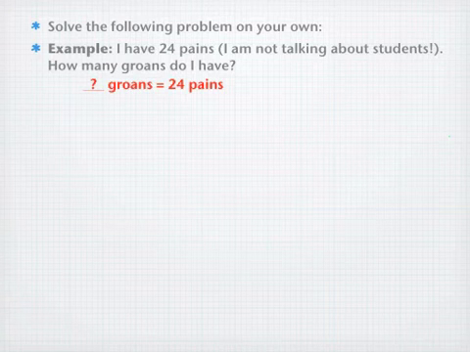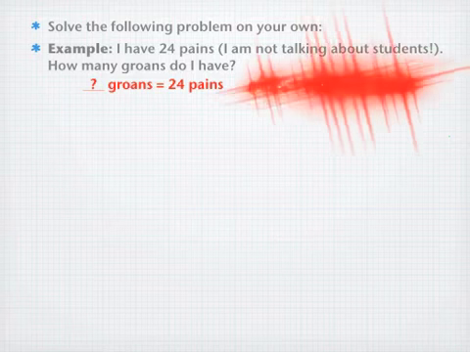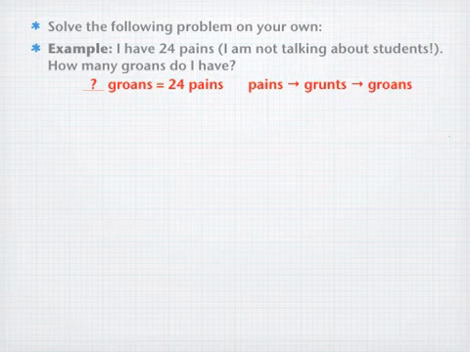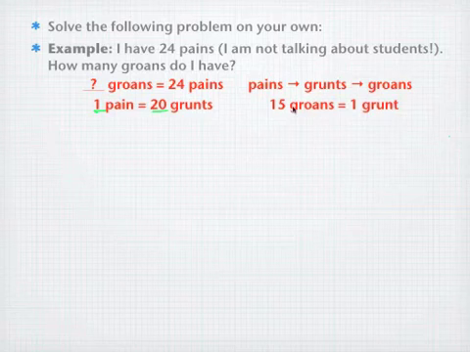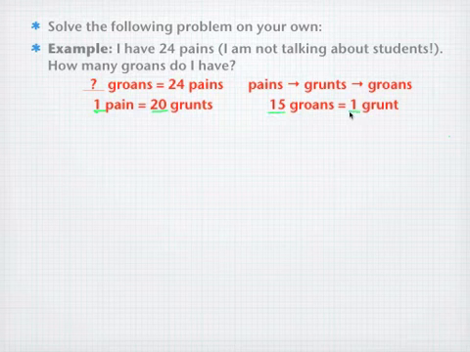I'm going to start off with our starting point. I want to know how many groans there are in 24 panes. Notice you can't get from panes to groans in one step. You have to go from panes to grunts first, then from grunts to groans. Our first conversion factor connects grunts to panes. There's 20 grunts in a single pane. And next we're going to see that there are 15 groans in every grunt. So now we have the connection between panes and groans.